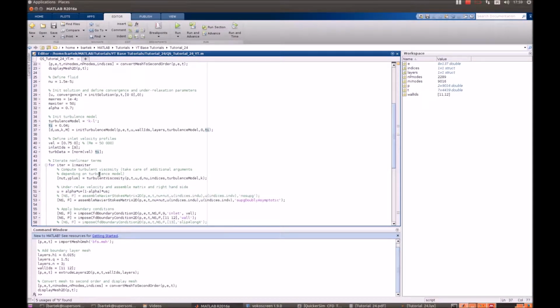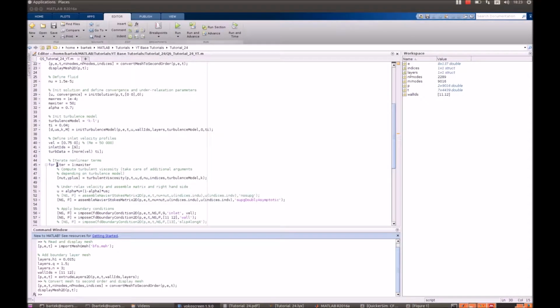Okay, now we also define velocity. That's 0.75 meters per second. That translates to Reynolds number 50,000. That's the inlet ID. And there is additional structure turbulent data that keeps the length of the vector at inlet, velocity and turbulence intensity.